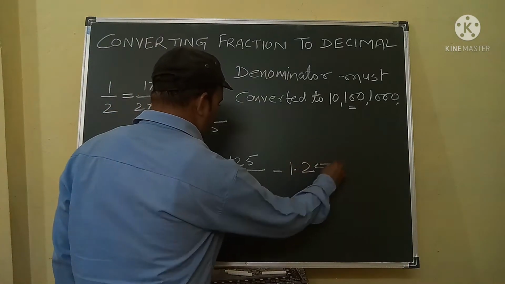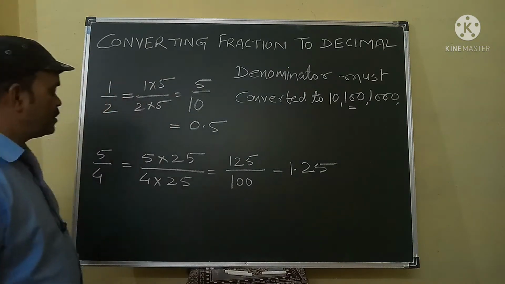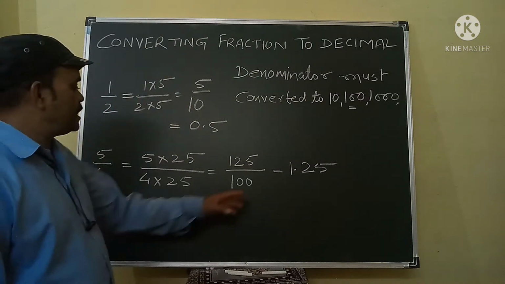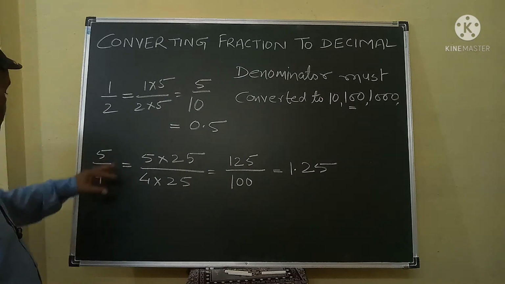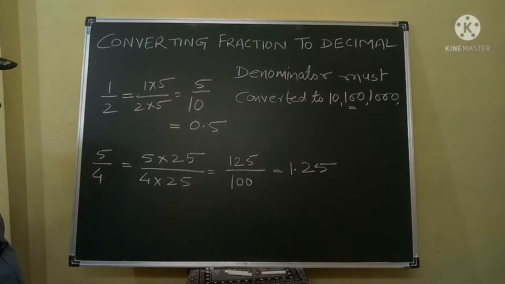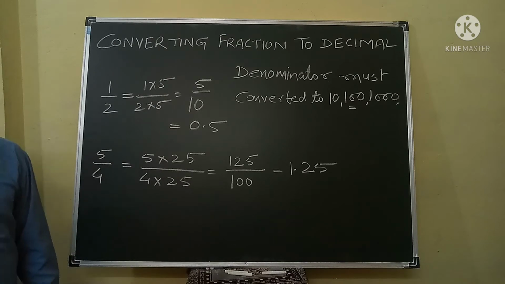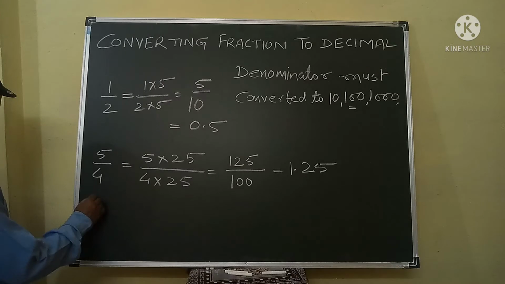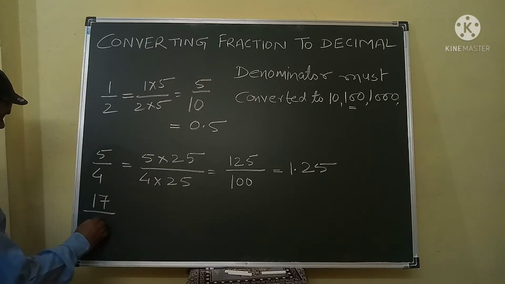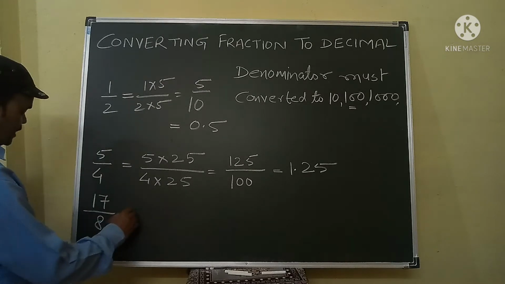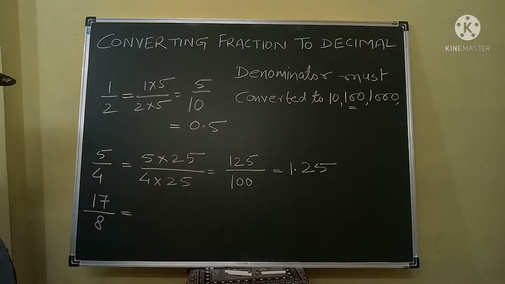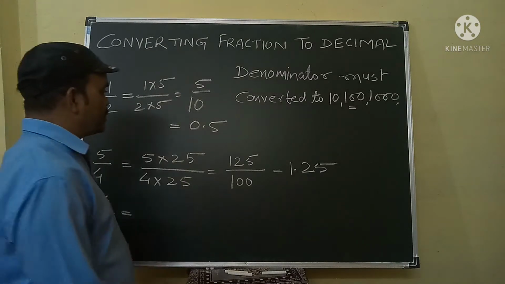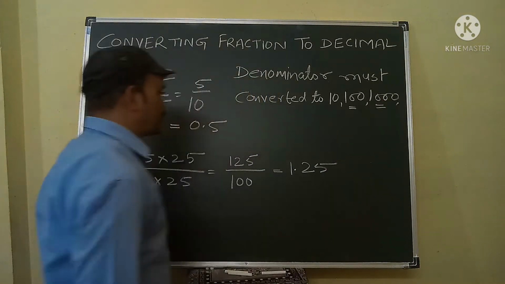The answer will be 1.25. 1.25 is the decimal form of the required fraction. Again, suppose you have one more fraction. Suppose this is 17 upon 8. 17 upon 8 is one fraction. This is the denominator 8, and we will convert 8 to 1000.